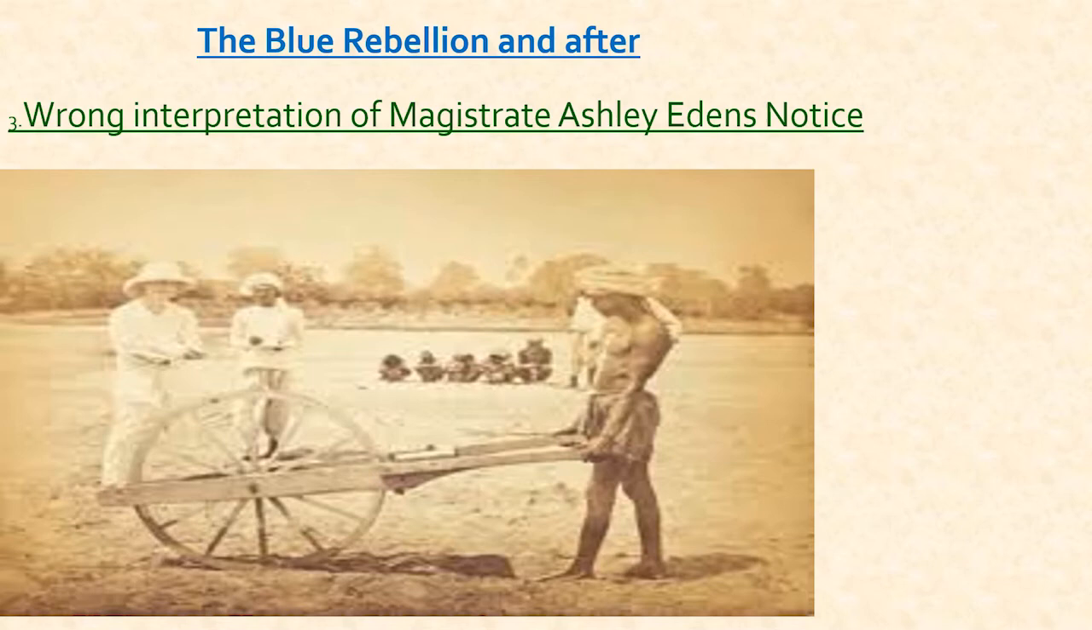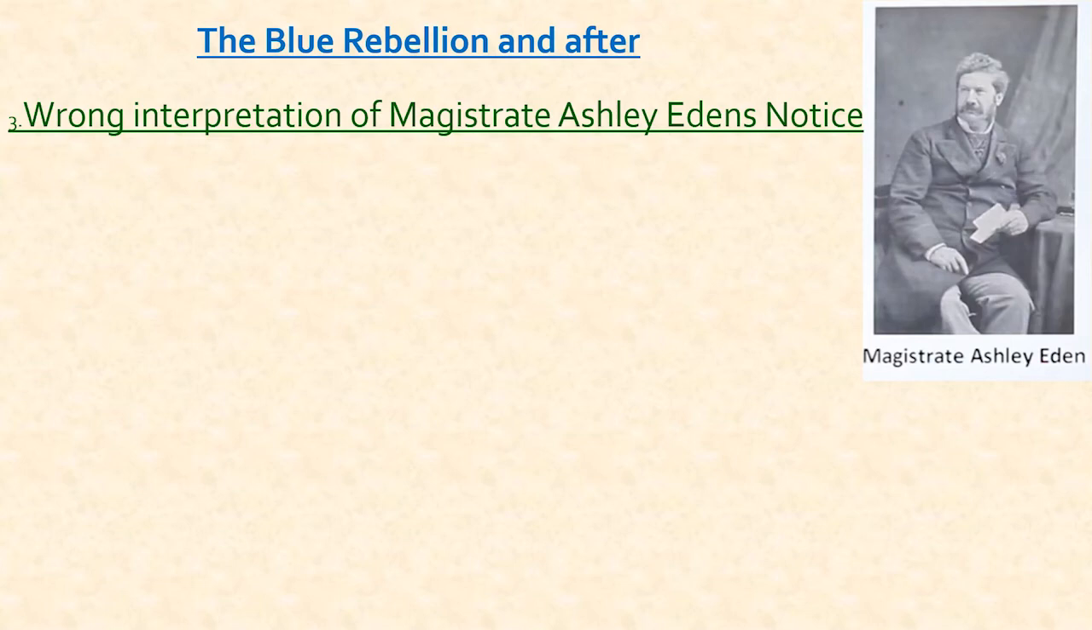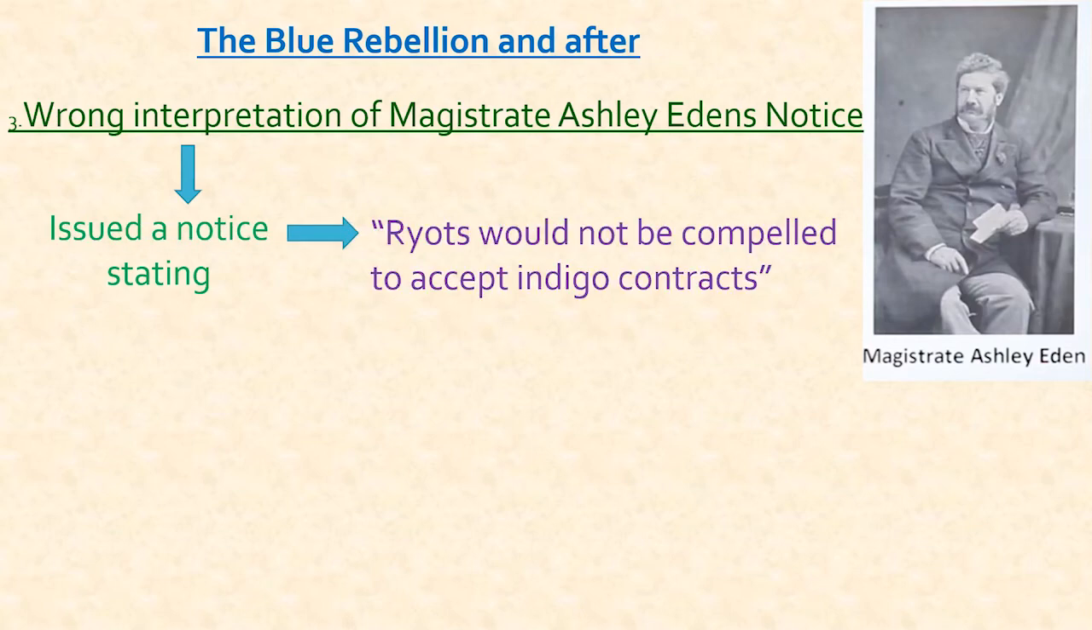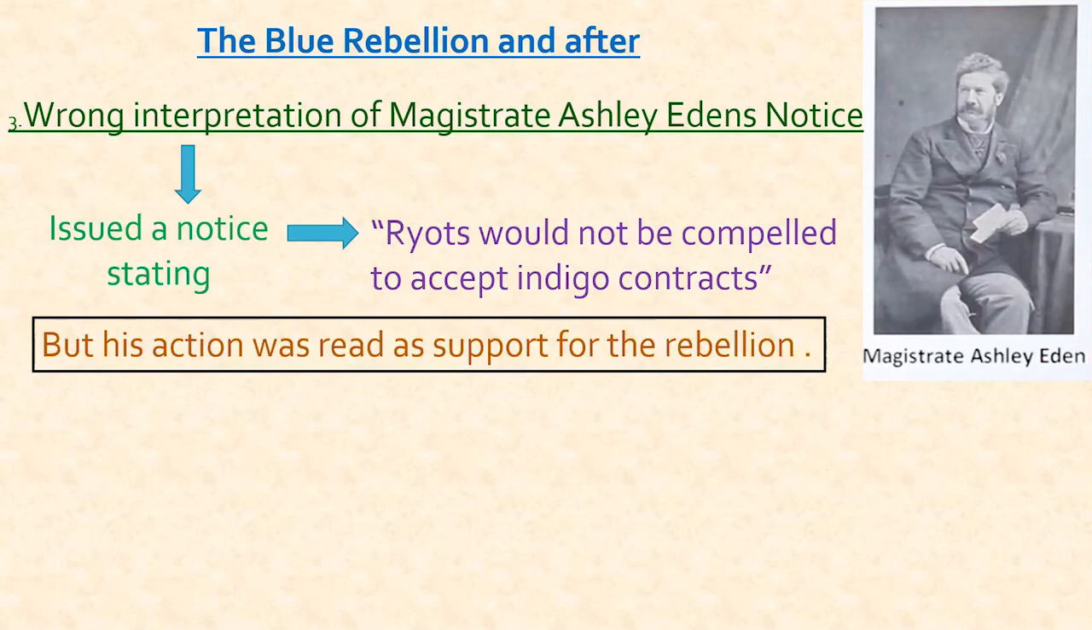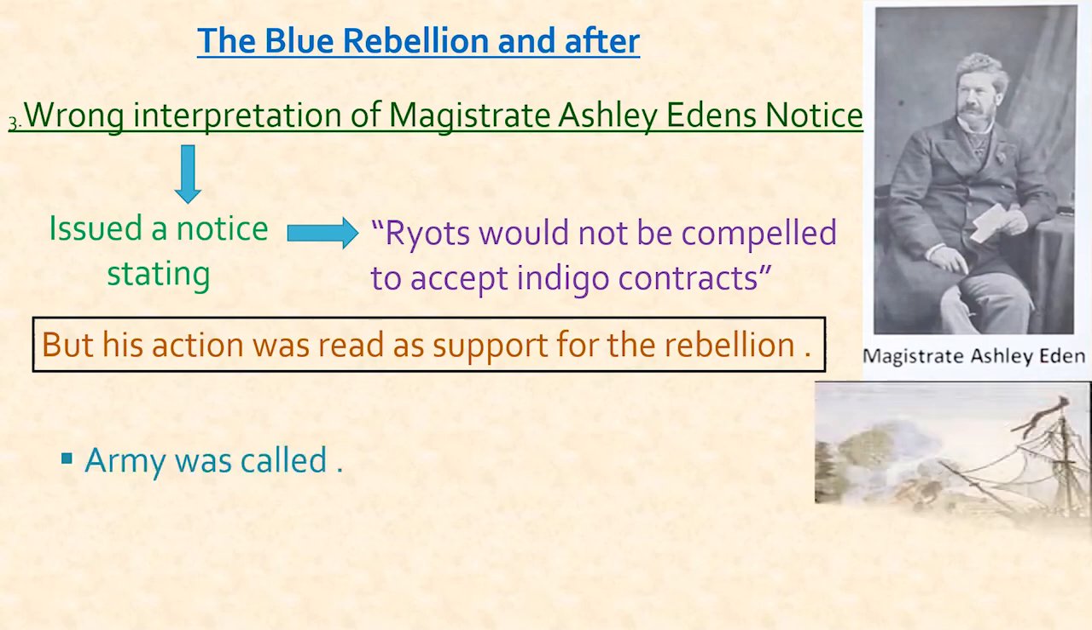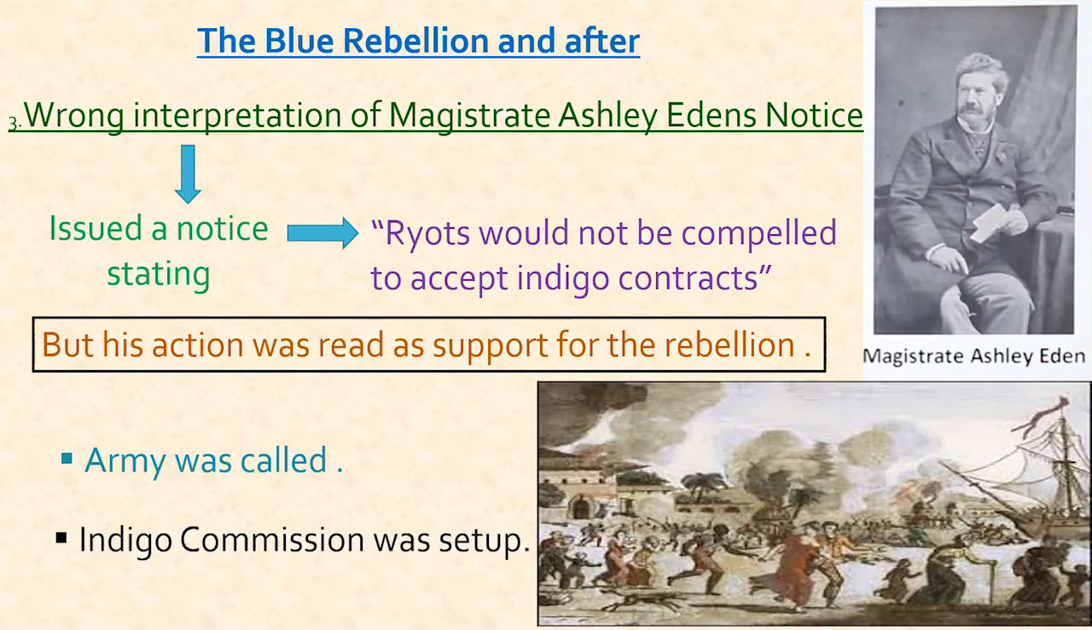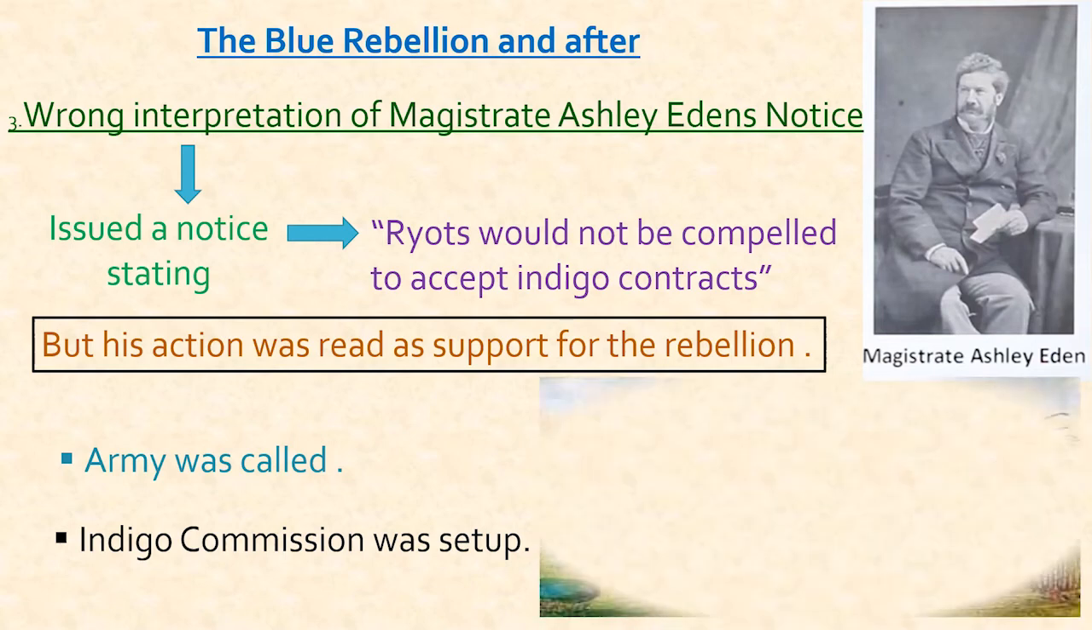Wrong interpretation of Magistrate Ashley Eden's notice. Ashley Eden was the magistrate at that time. He issued a notice stating that ryots would not be compelled to accept indigo contracts, but his action was read as a support for the rebellion. Army was being called. Indigo Commission was set up.